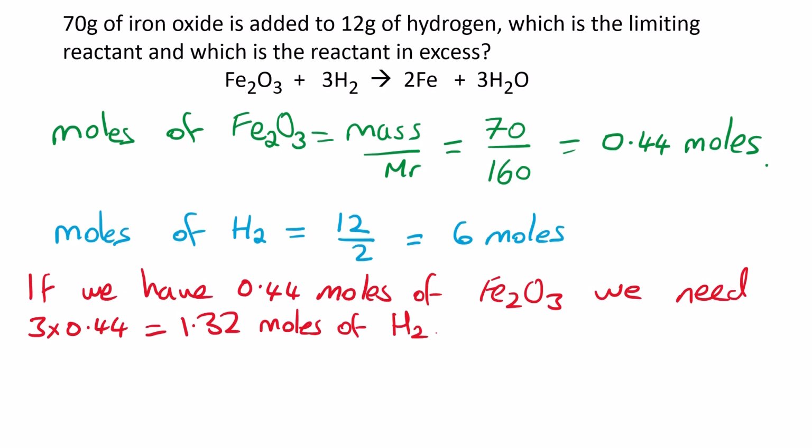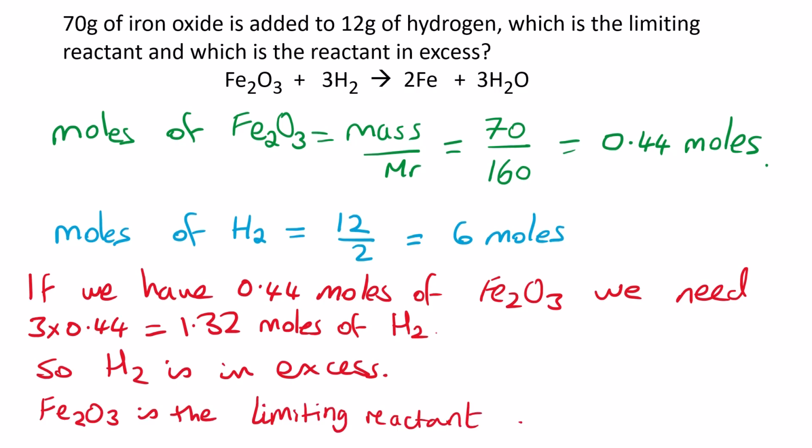we can see we've got a lot more than 1.32 moles. We've actually got 6 moles of hydrogen. So hydrogen is in excess, and that means the iron oxide is the limiting reactant.